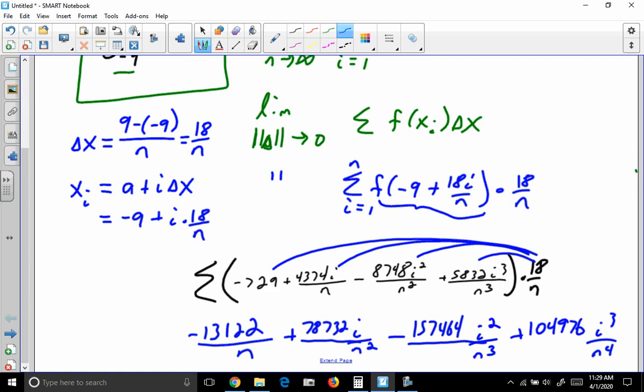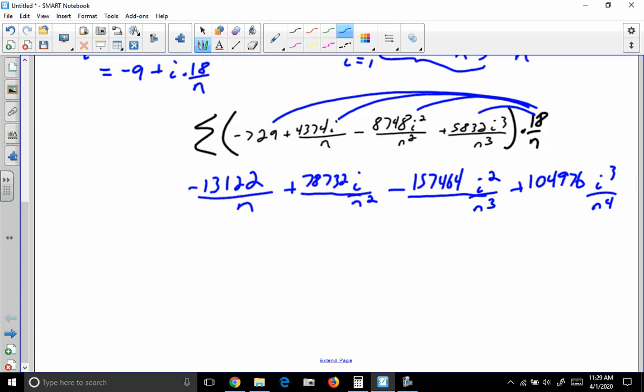And no, I didn't do that off the top of my head. I looked somewhere and saw that. So that's what we're summing, and we're summing it from 1 to n. So we have 1, 2, 3, 4 terms that we're summing.